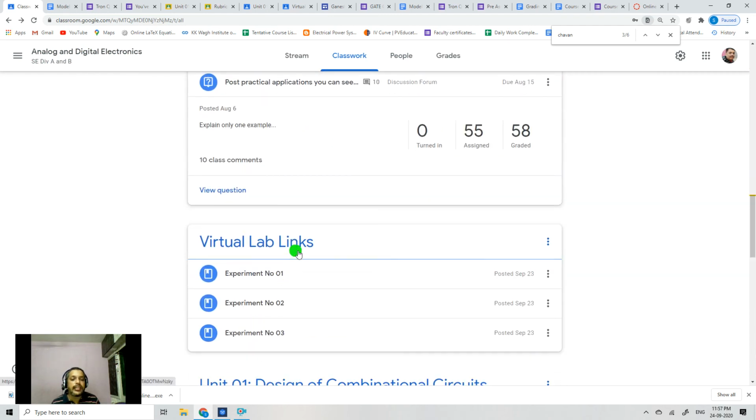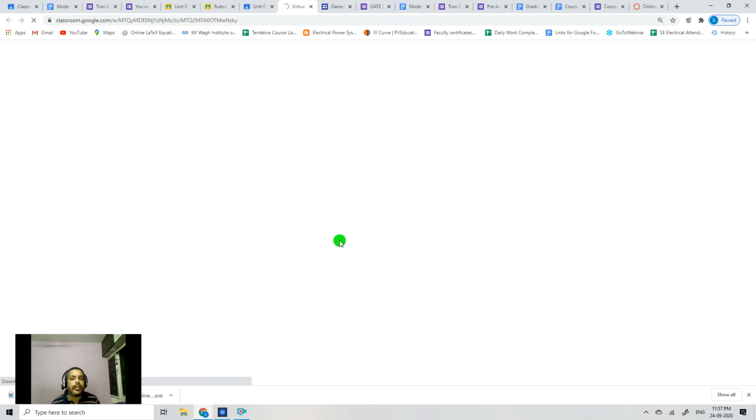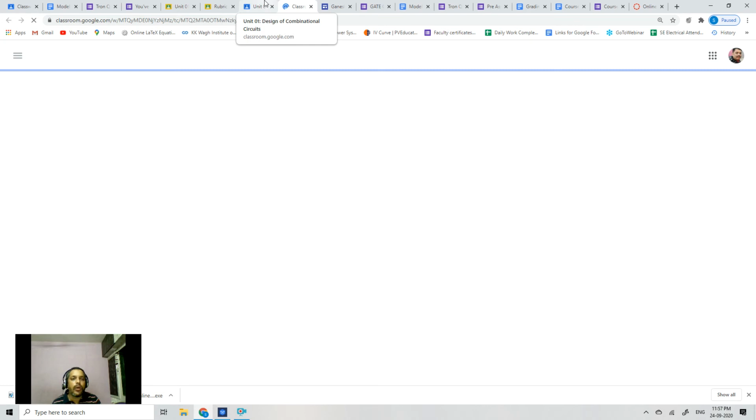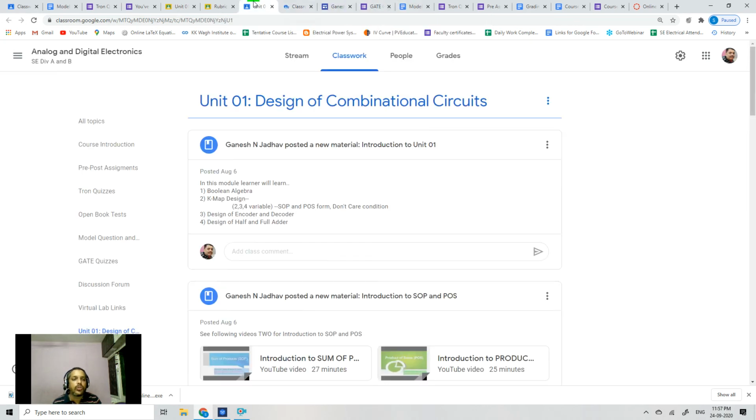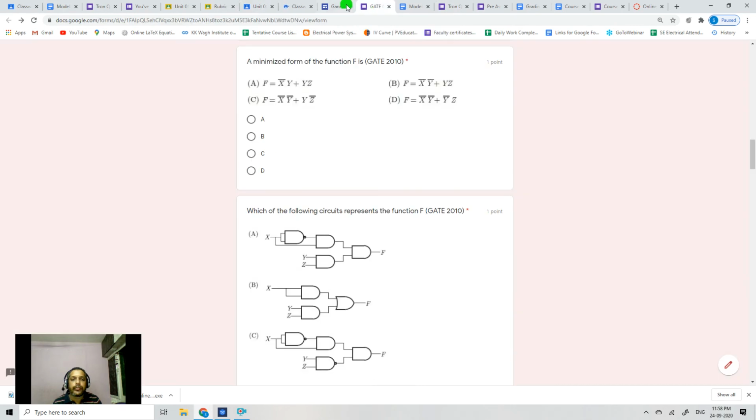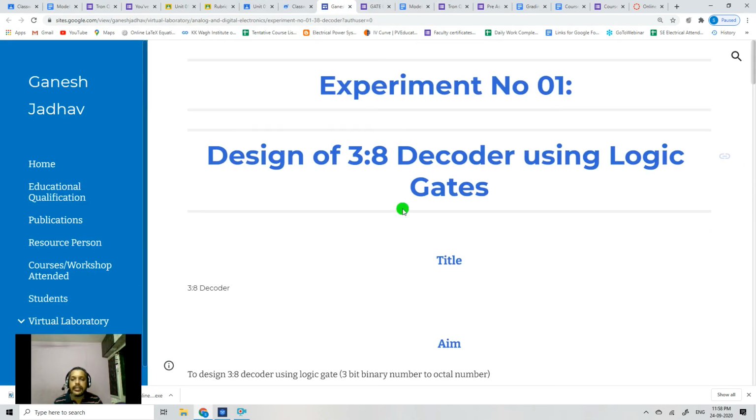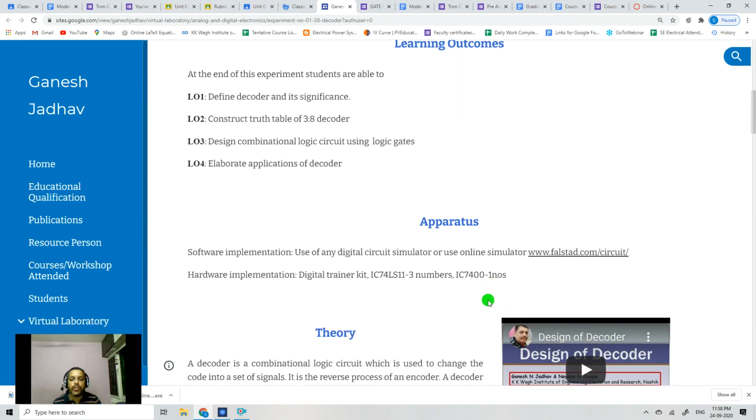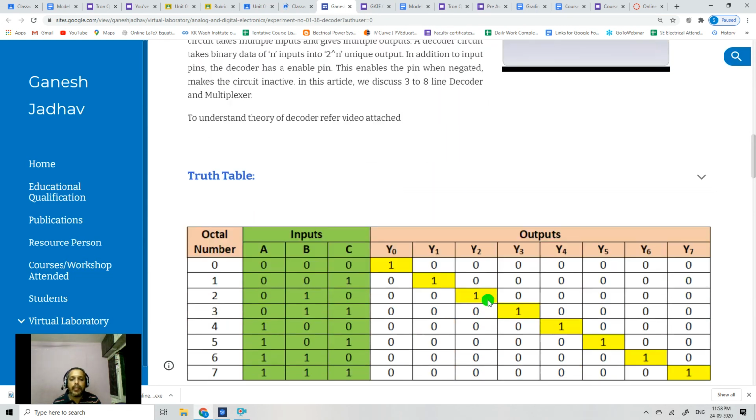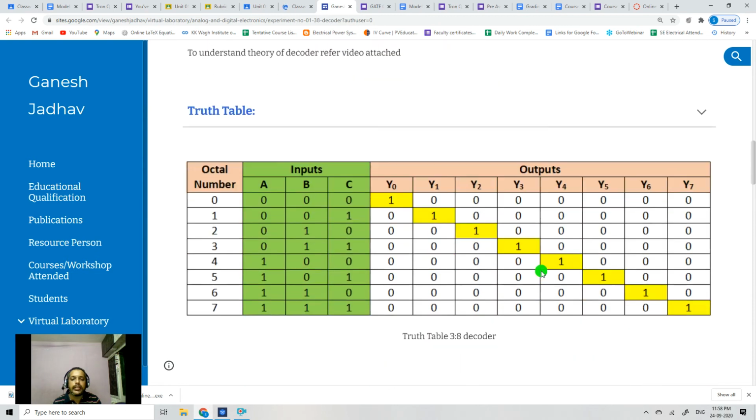Now, this is about the assessment technique related to the virtual lab. I have designed three virtual labs based on simulations. Let me open one of the virtual labs here. In this virtual lab, the experiment is the design of a 3:8 decoder using logic circuits. The learning outcome, aim, apparatus, theory, and truth table are all given.